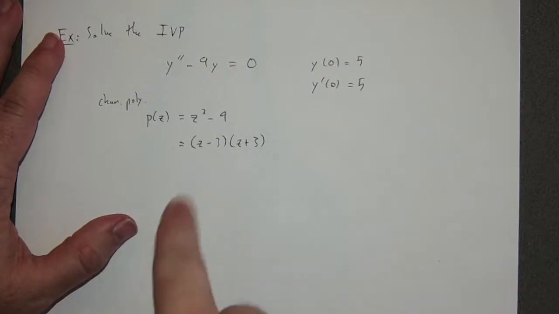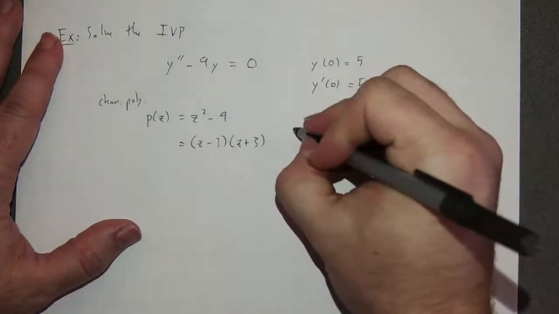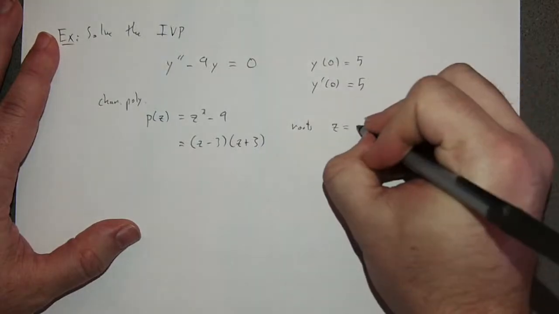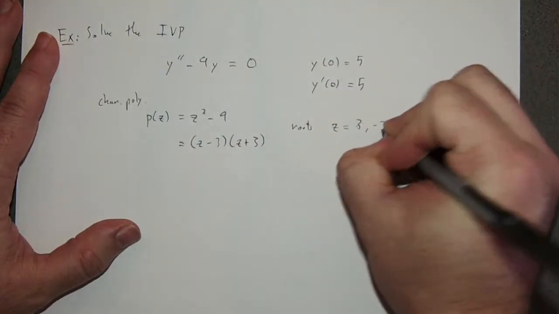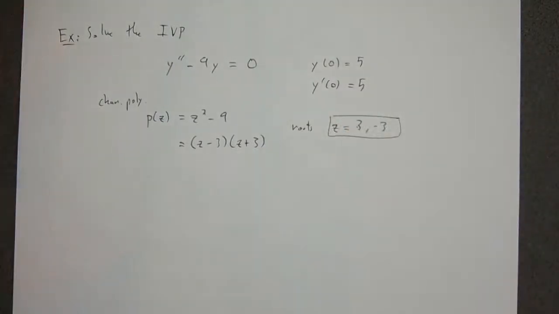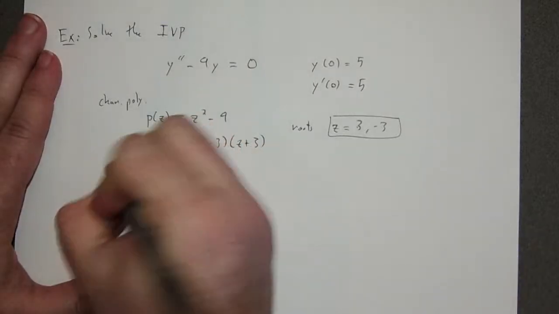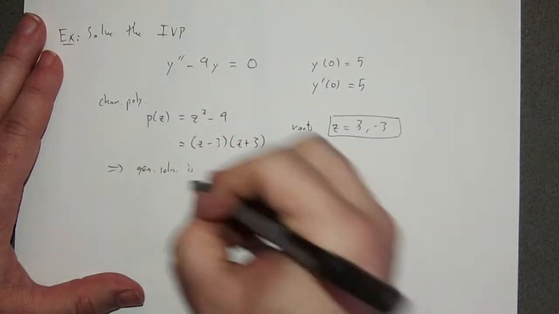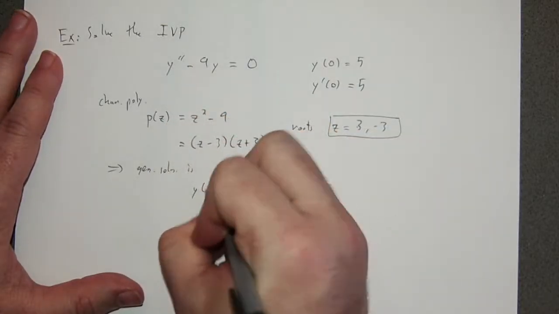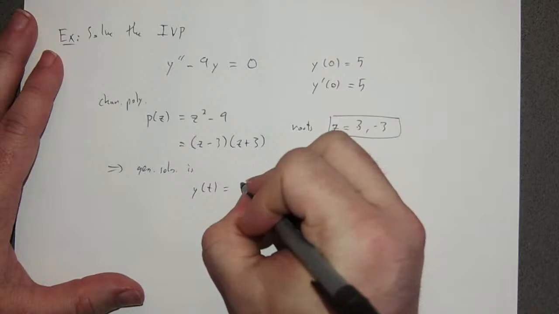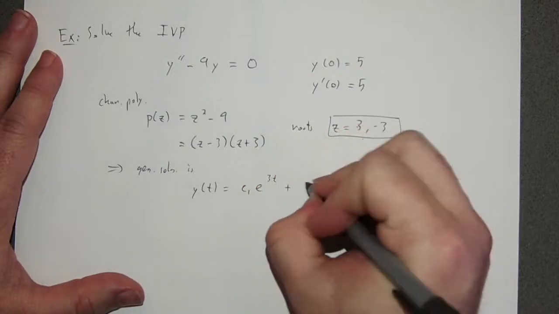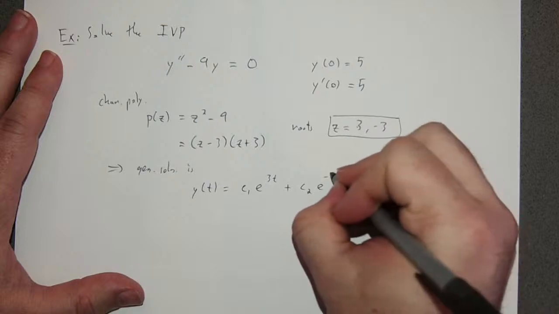In which case, my roots are z is equal to 3 and minus 3. So I have two distinct real roots, right? So this immediately tells me that the general solution is y of t is equal to c1 e to the 3t plus c2 e to the minus 3t.